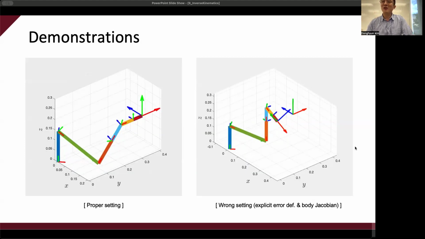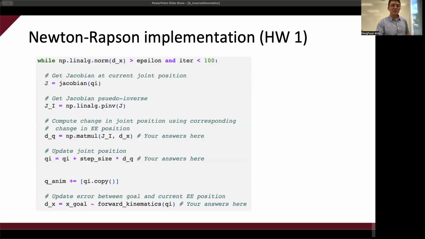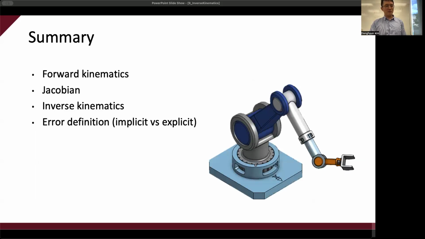Surprisingly, if you just continuously iterate with a very proper step size, then even this one actually converges. Because around the solution, the gap between the two different Jacobians is pretty small. But don't be fooled by that kind of artifact. Just make sure that you're using a consistent definition in both the error and the Jacobian. This is the inverse kinematics, forward. And that's it.